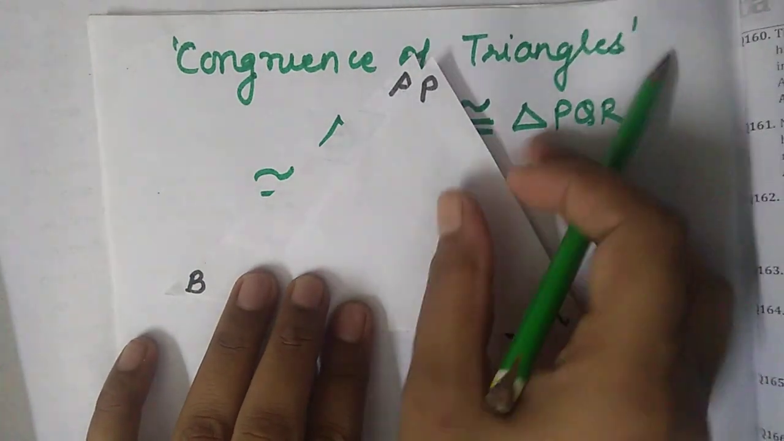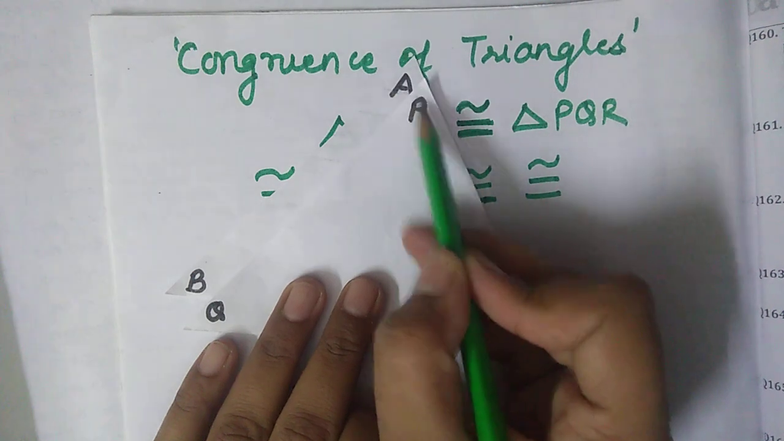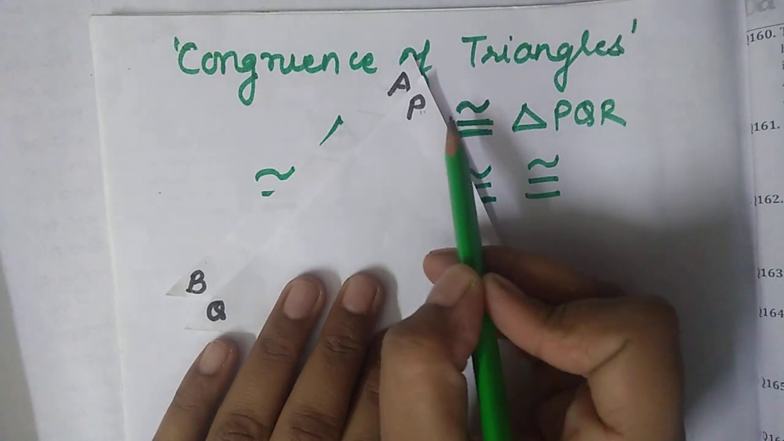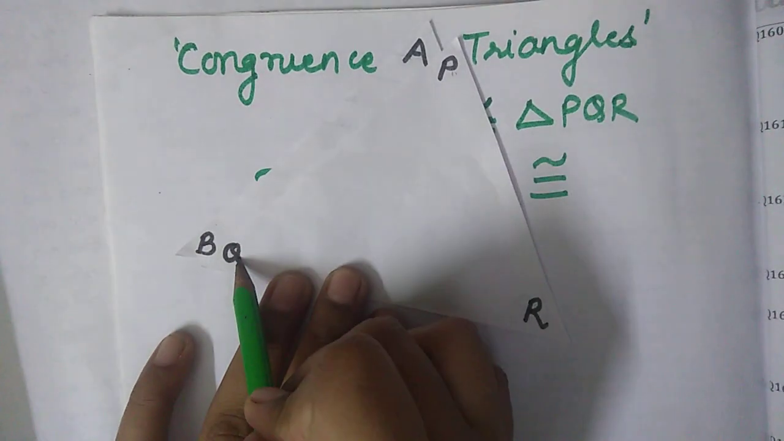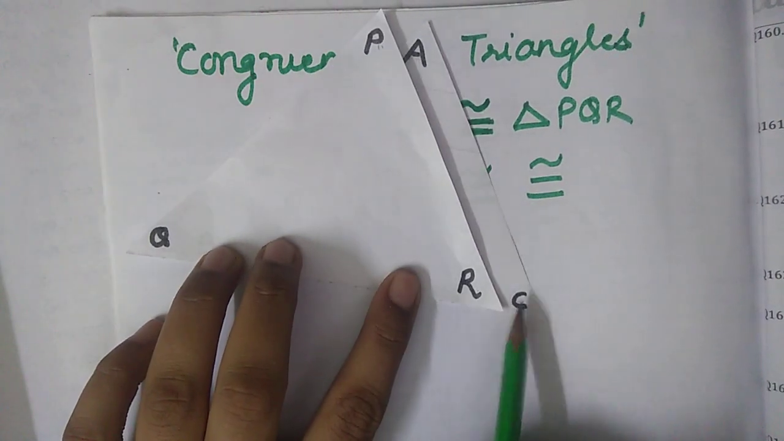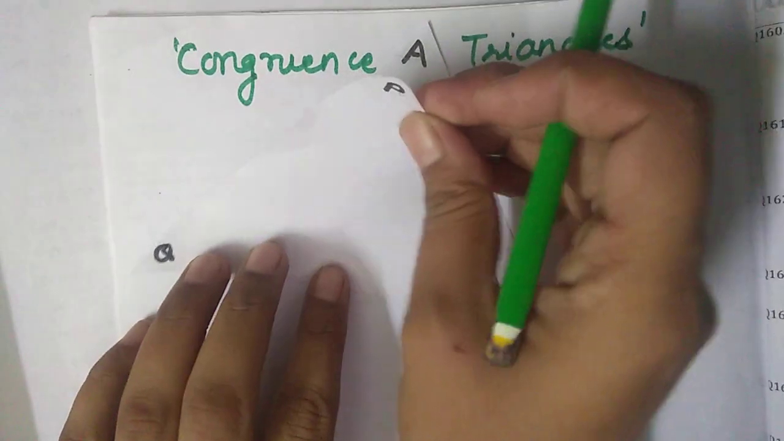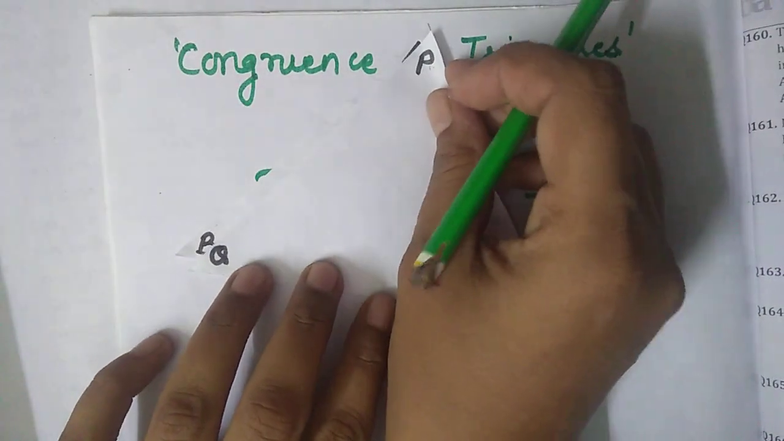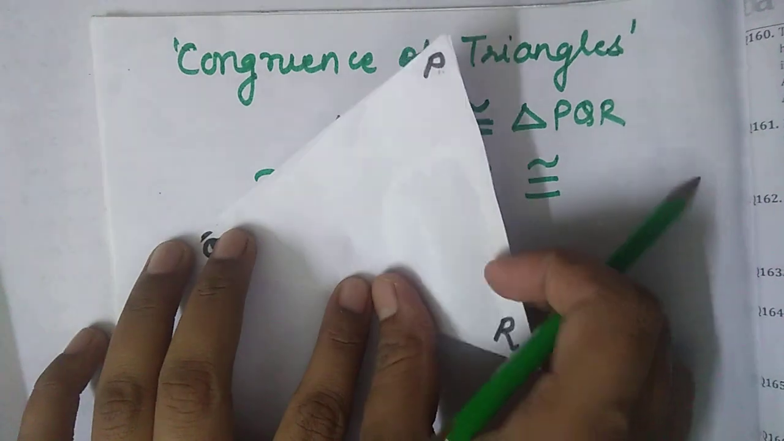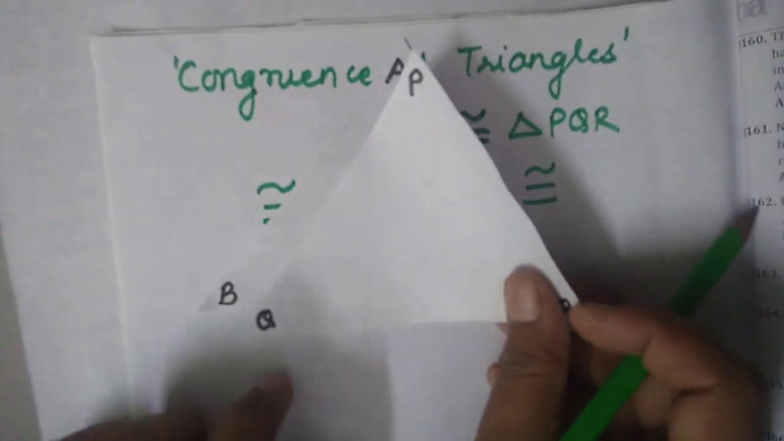Now we have learned that this P falls on A. So P and A are known as corresponding vertices. B and Q are also corresponding vertices, and R and C are also corresponding vertices, because this P vertex falls on A when we overlap, when we superimpose these two triangles.